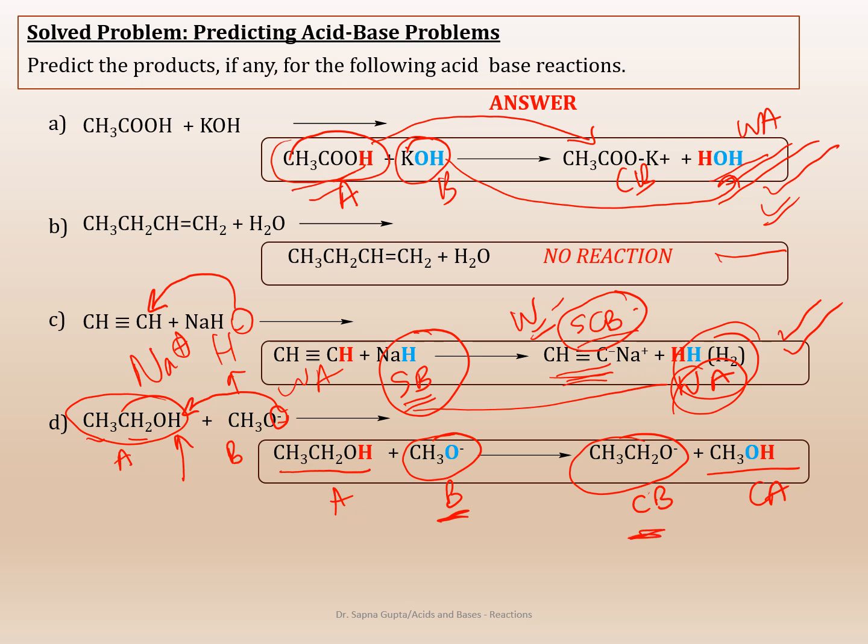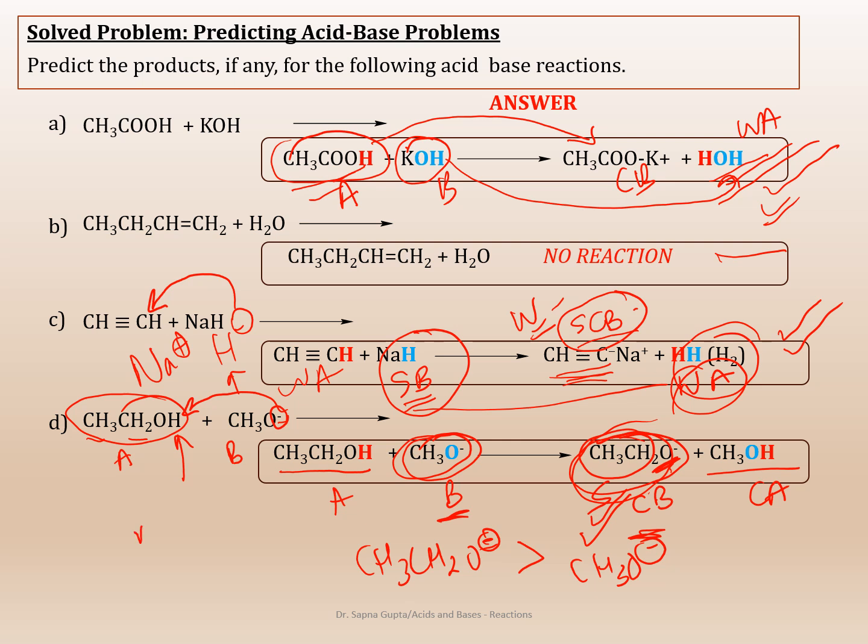When you're comparing these two bases, the stronger base is actually this one. The CH3CH2O- is a stronger base because you have more electron density here. This is low electron density. This is slightly more electron density. Which means that CH3CH2O- is a stronger base than CH3O-. So if it is a stronger base, then this reaction actually is not favorable.